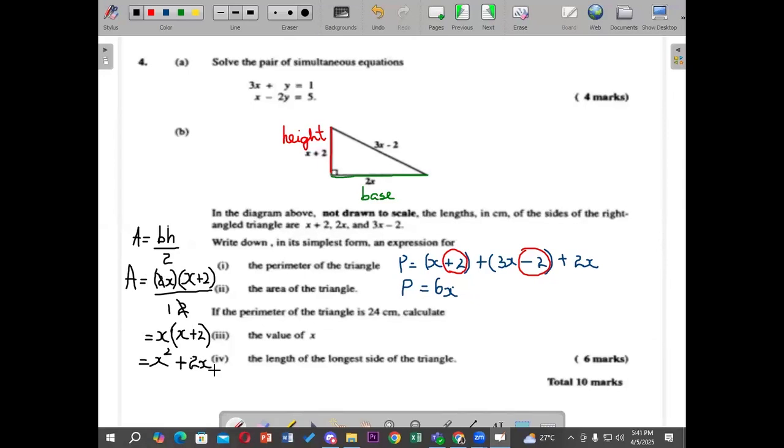All right? X squared plus 2x. Okay. So we do the algebra part. Now the second part of the question, right? Well, the third and fourth, I should say.